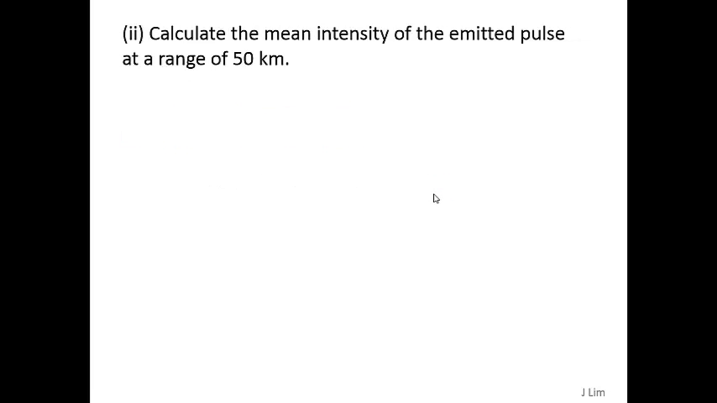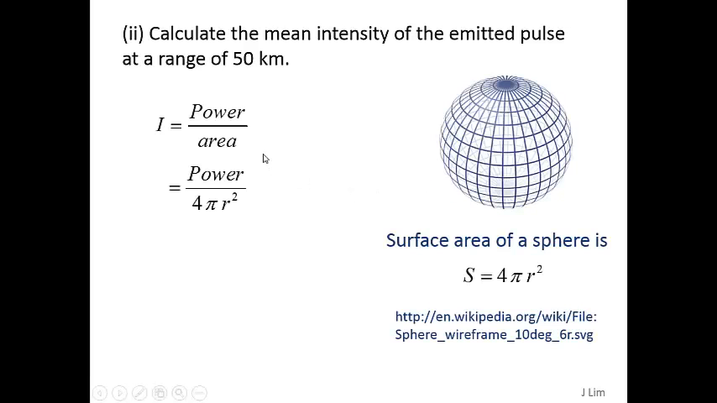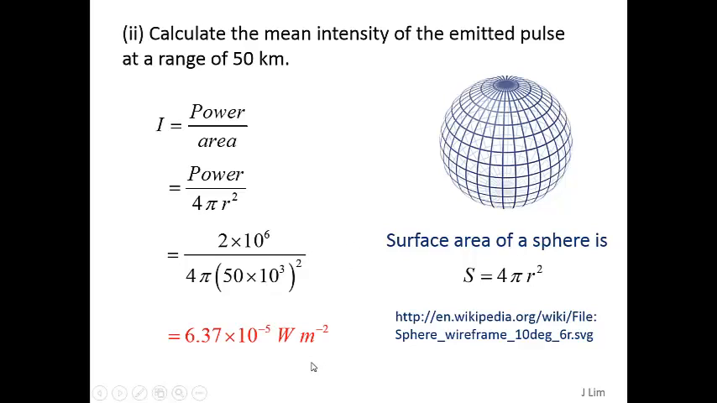Calculate the mean intensity of the emitted pulse at a range 50 kilometers away. So the intensity is power over area, and it's radiating in all directions, so we divide by the surface area of the sphere. So that will give us 6.37 times 10 to the power minus 5 watts per meter square.